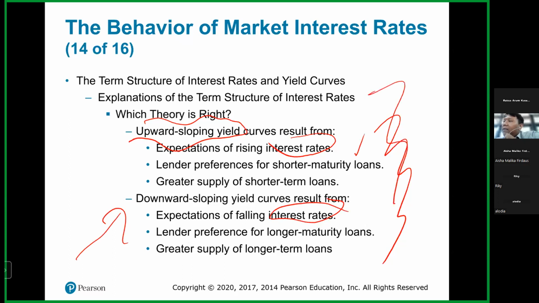So these activities will affect the yield of the markets, the difference interest rate in the market.